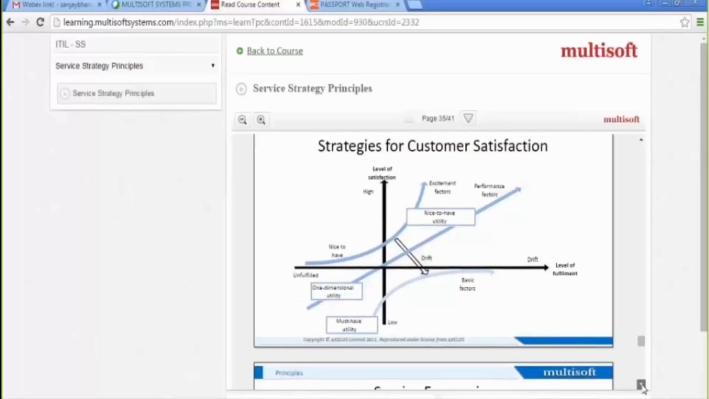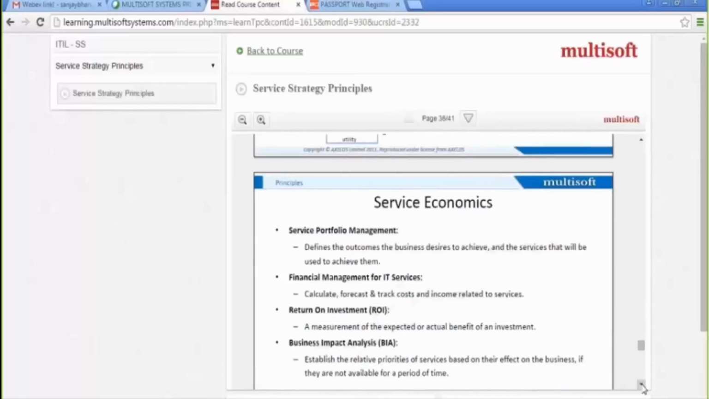Then service economics, we have service portfolio management. Okay, so this is one process. Financial management of IT service. Okay, so what are the main 5 processes for strategy? First, we have the service strategy, IT service strategy management, where we discuss the 4 P's, right? So, perspective, position, plan, and pattern, right? Then we have the portfolio management, right?